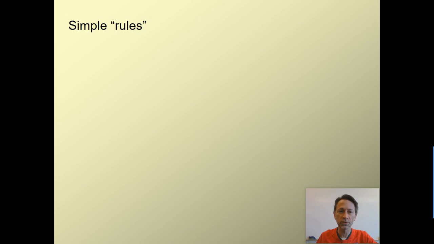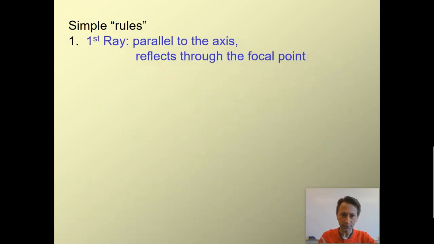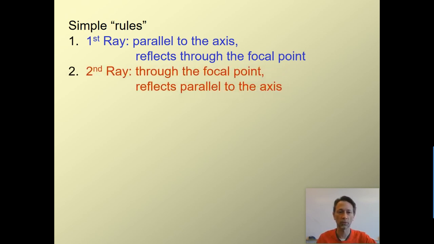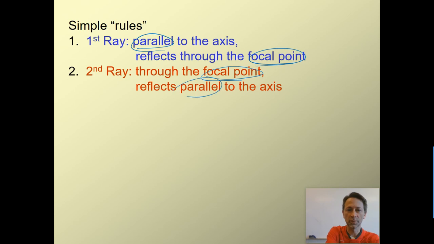So some simple rules whenever we're drawing this. First off, you can draw as many rays as you want, but we need at least 2 and usually 3 rays in order to get where our images are going to be. So the first ray is going to be parallel to the axis and reflect through the focal point. The second ray is going to go through the focal point and reflect parallel to the axis. So notice that those are just flip-flops. So I can just shorten that by saying parallel, focal point, and then I'm going to have focal point, parallel.